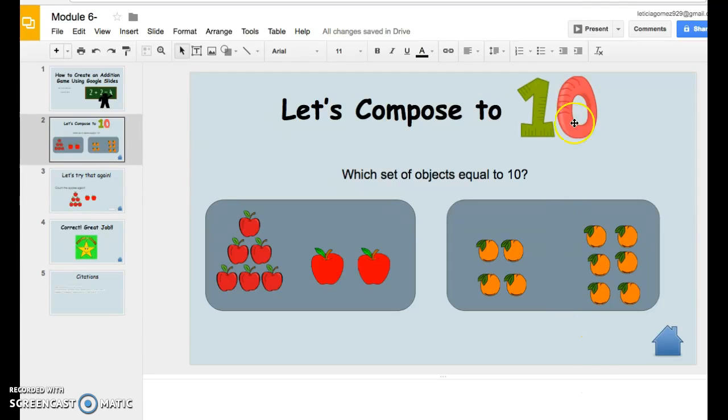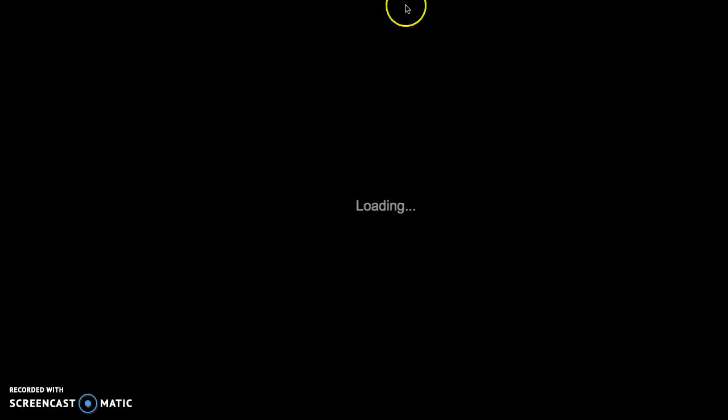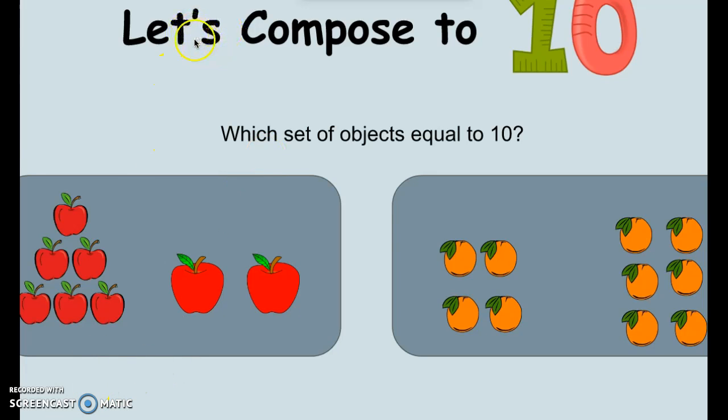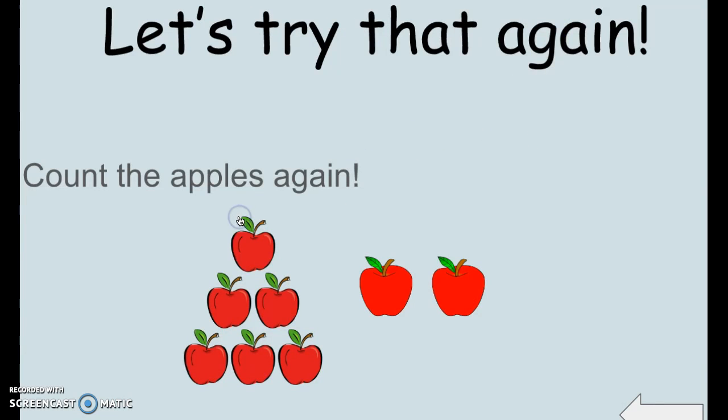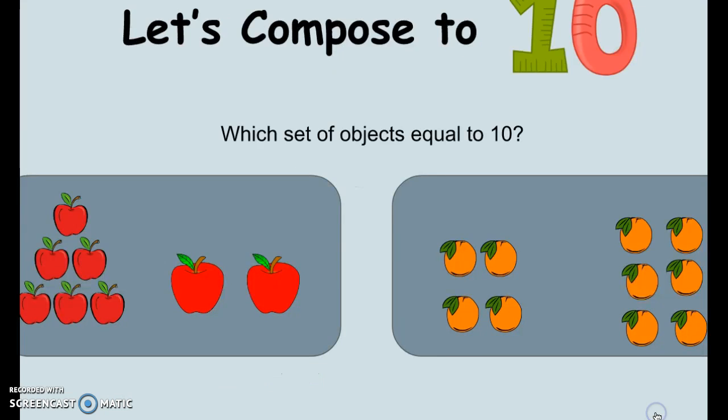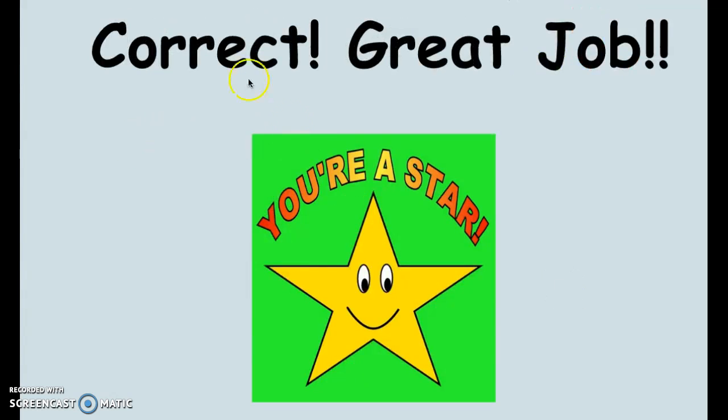So let me go ahead and show you what it looks like in the presentation view so you can see what I'm talking about with the links. So this is where it starts. Let's compose to 10. Which set of objects equal to 10? If I was to choose the apples, which of course is the wrong answer, it would take me here. By linking that text box to this page, it linked it to the page that tells me that I need to try that question again and count those apples again. So I'll use my arrow to go back to my question, and this time I'll choose the correct answer. And it gives me the correct, great job because I got that answer right.